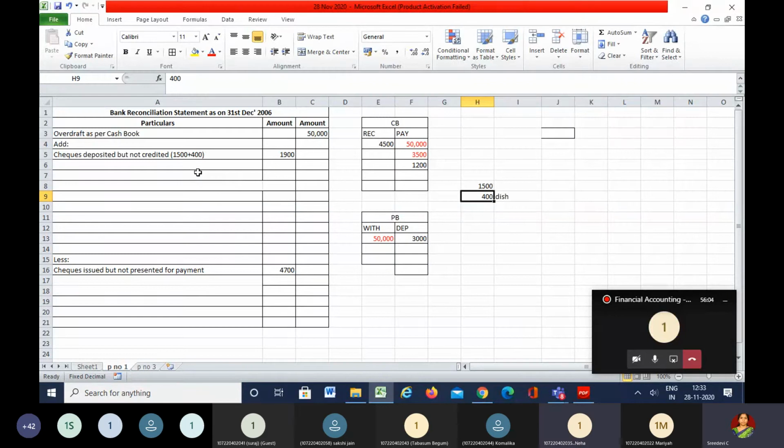Okay, ma'am. Now coming to, according to standing instructions of Raju, the bank has on 30th of December 2006 paid. Now he's talking about a payment. The payments will always be shown on the withdrawal side of the passbook. So therefore the bank has paid interest to his creditor. So here 200 has been paid by the bank.